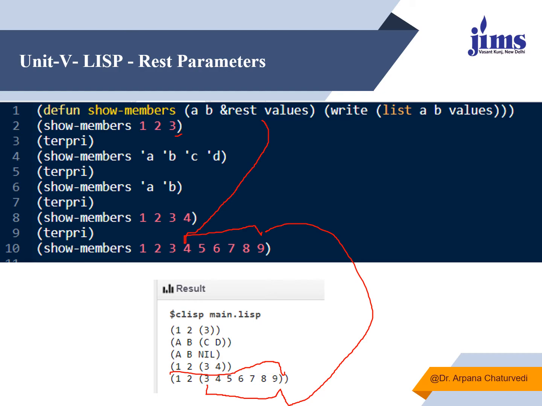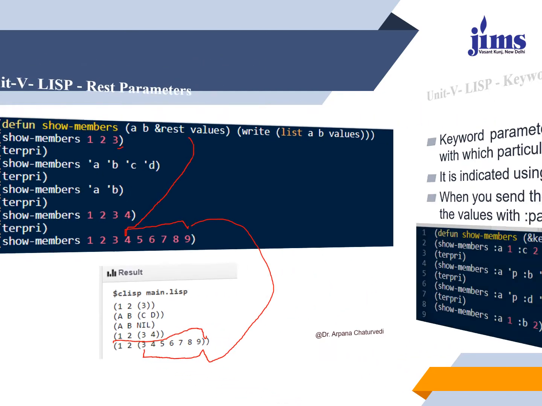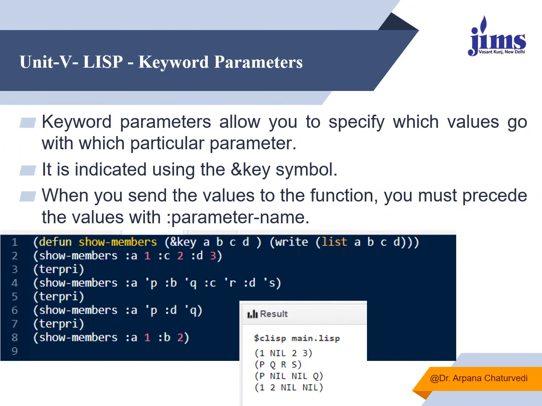Rest always points to all the rest of the parameters which are being passed, no matter how many they are. Now third is keyword parameters. So keyword parameters allow you to specify which value goes to which particular parameter, because you can have any number of parameters, but you can key in also that this value is with respect to this parameter.